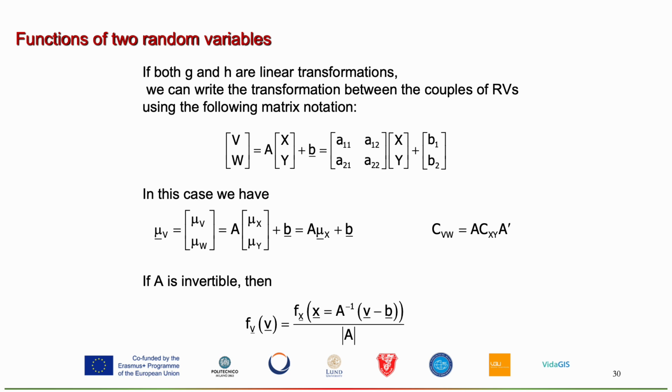How the mean propagates? It is very simple. It is a generalization of the monodimensional case. You have that the mu of the resulting vector, that is the mu of V, mu of W, is the matrix A applied to the mu of X, mu of Y, plus B, or in a compact notation, A mu of XY plus B.